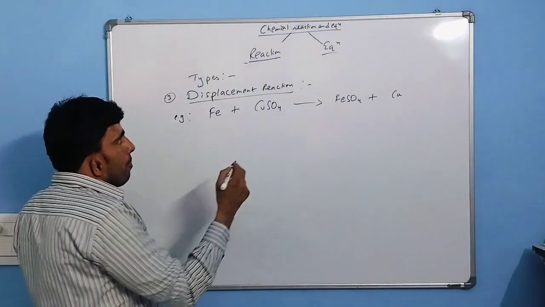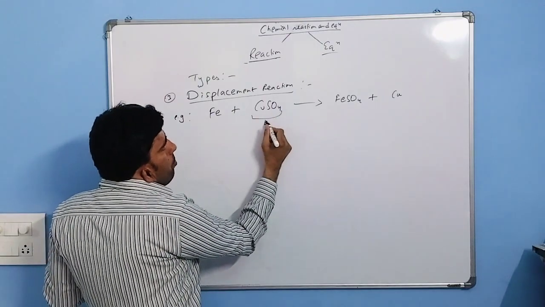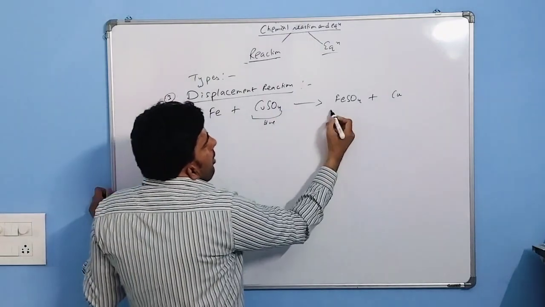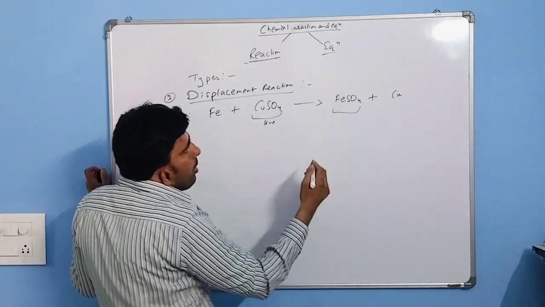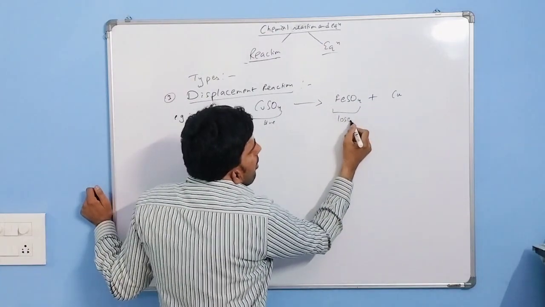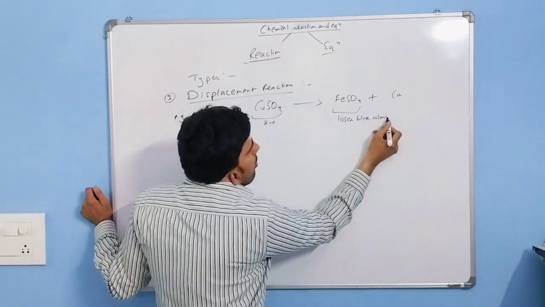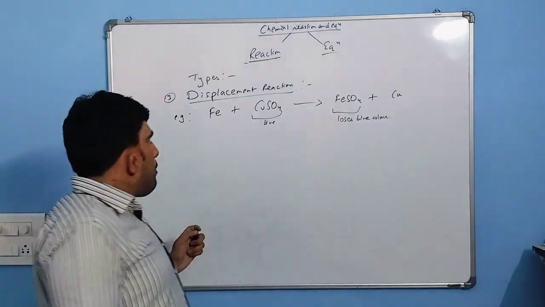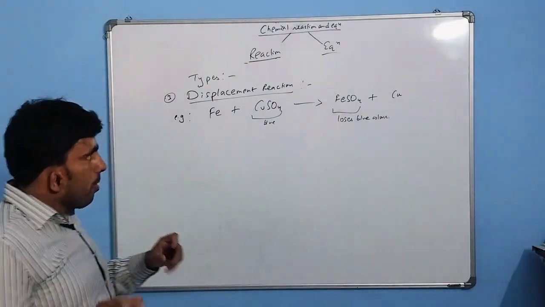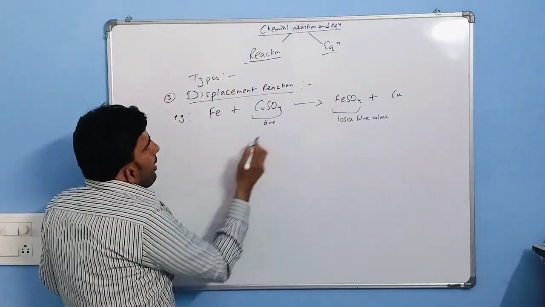So now see, here the color is blue, but here the color changes. You can say it loses the blue color. Okay, so a lot of things are there. We'll take more examples. We have taken iron.